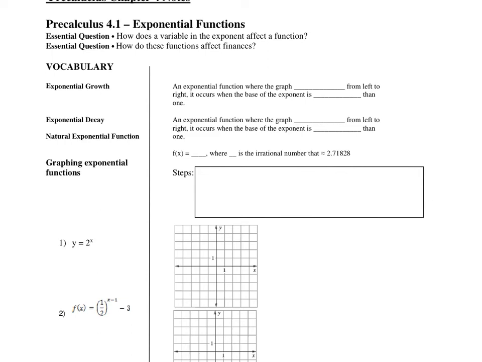All right, let's start off here on section 4.1. We're first going to do some vocab. So we've got exponential growth, first of all, which is an exponential function where the graph increases, or you could say grows, from left to right. It occurs when the base of the exponent is greater than 1. And conversely, exponential decay is where we are decreasing, and that's always going to happen when the base of the exponent is less than 1.